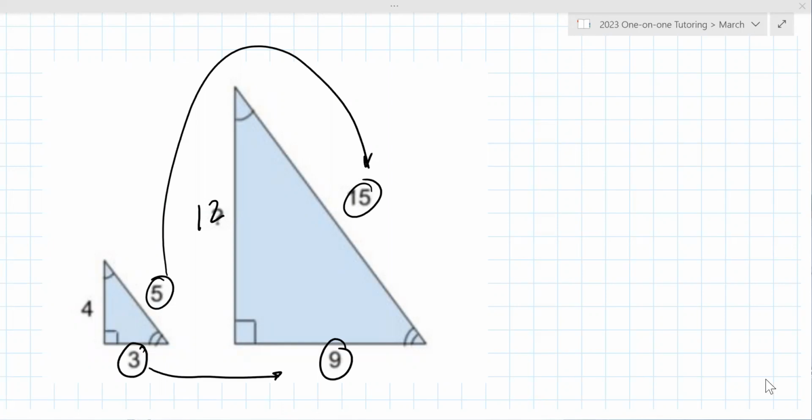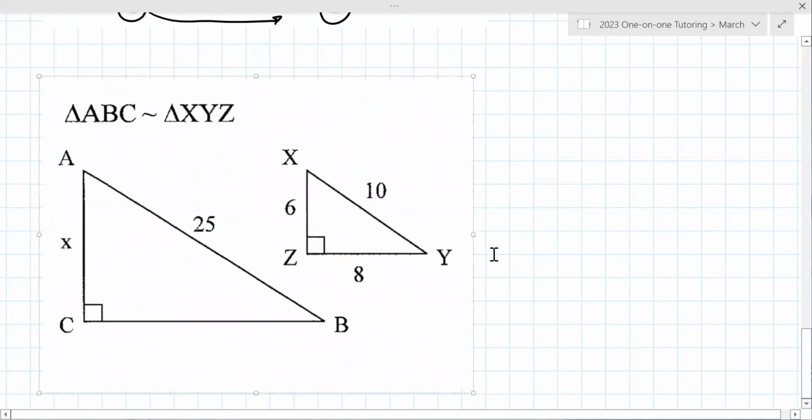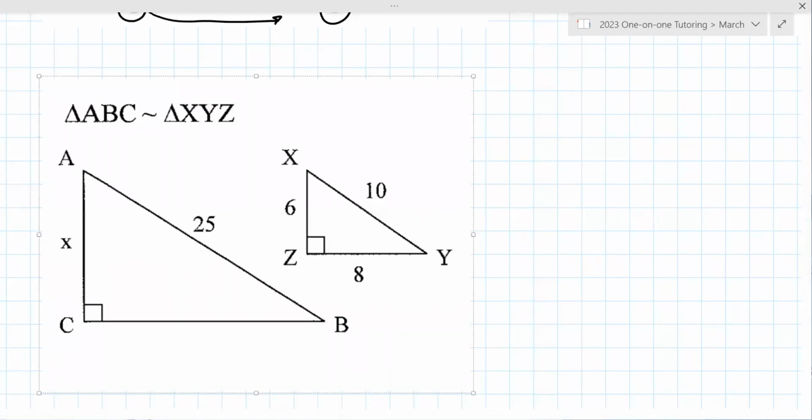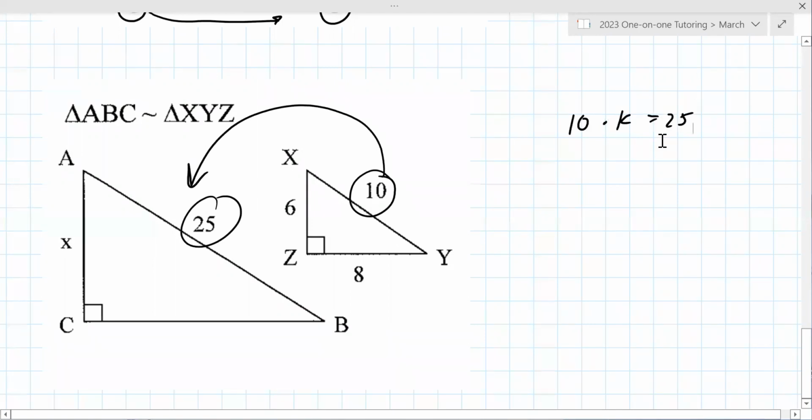All right, so here is a new problem for you to look at. The key to doing these problems is figuring out which sides go with which. When they're drawn in the same orientation, it's not a big deal. You can just literally look it up. So in this problem, the 10 goes to the 25. It's like an equation: 10 times k equals 25. So k is 2.5, that's your multiplier. So is it 6 times 2.5 or is it 8 times 2.5?